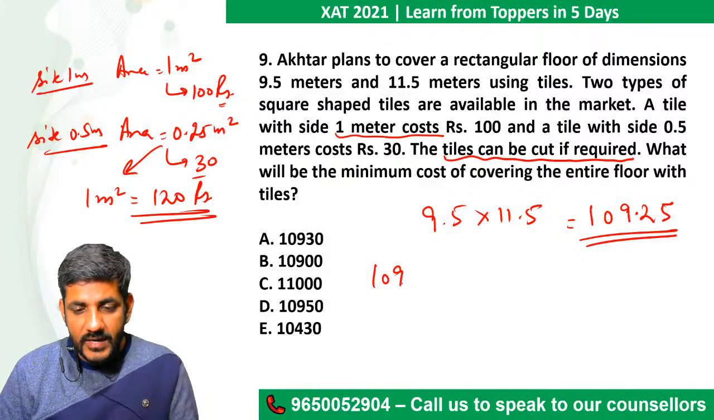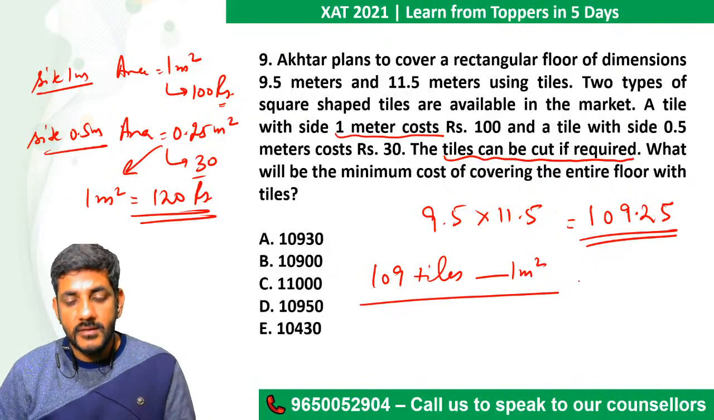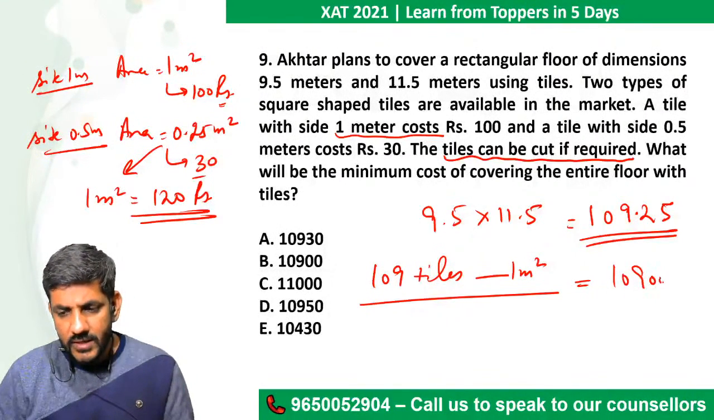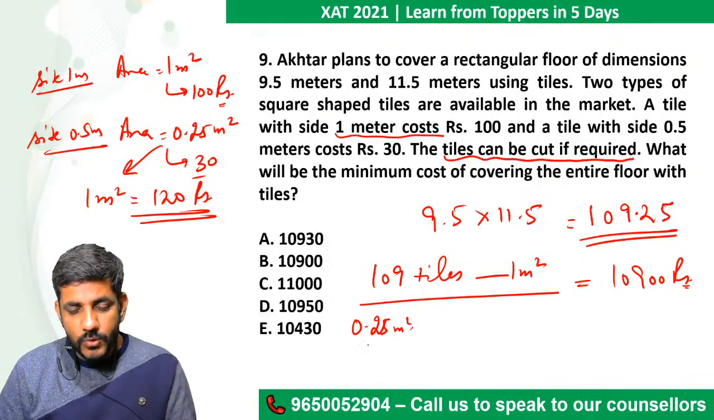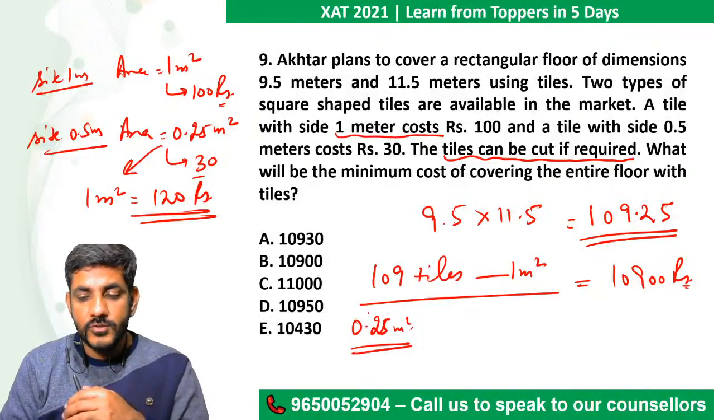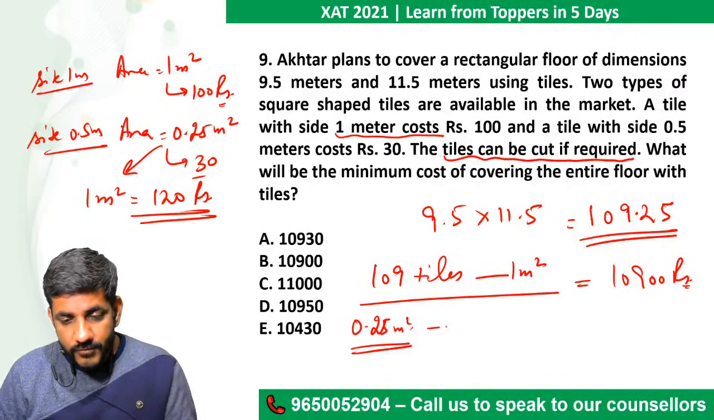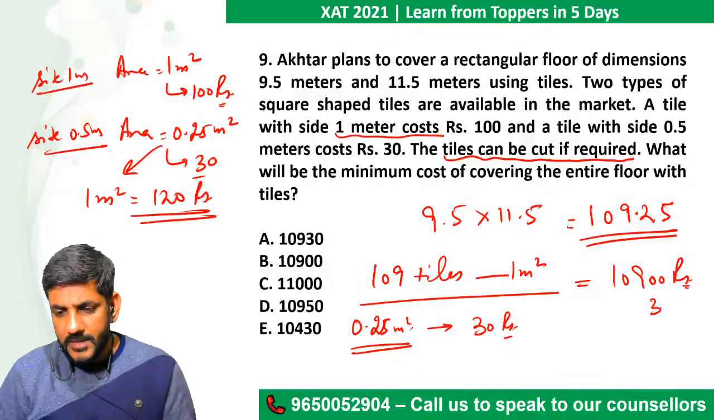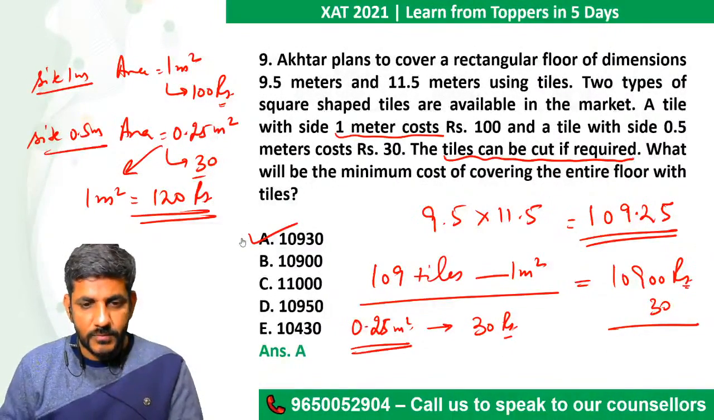So I'm saying I'll do one thing. I'll use 109 tiles of 1 meter square. They will cost me 10,900 rupees. For the remaining 0.25 meter square, why should I use one complete tile of 1 meter square? That will cost me 100 rupees, right? My cost would be higher. So for that area, I can choose a 30 rupees tile. That means my total cost would become 10,930 and hence the answer should be option A.